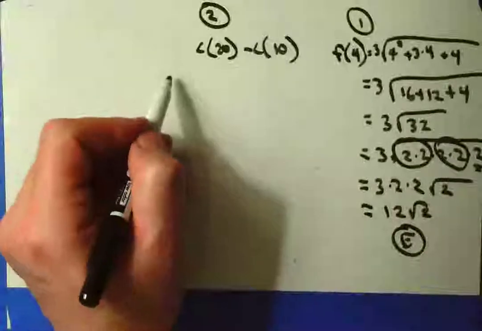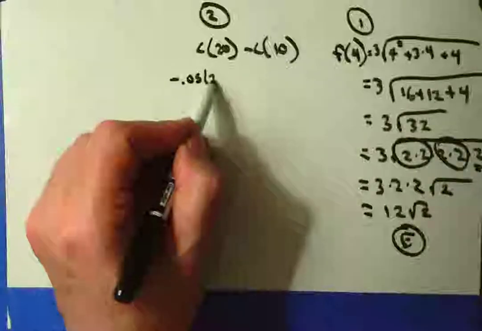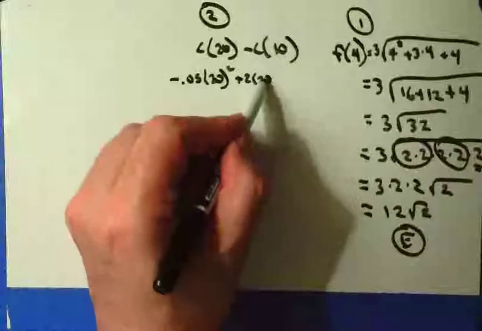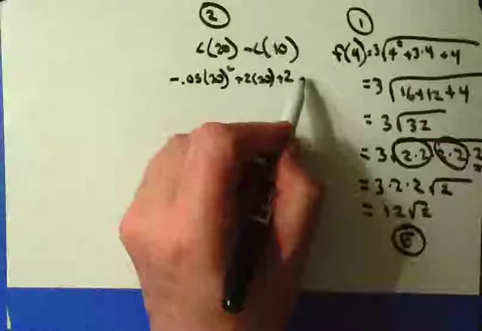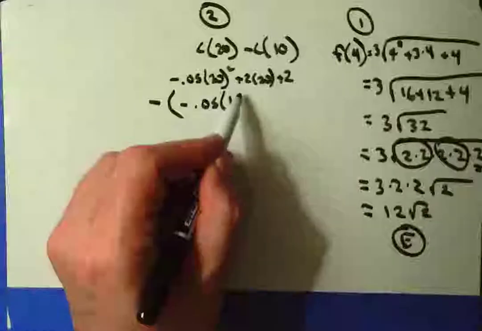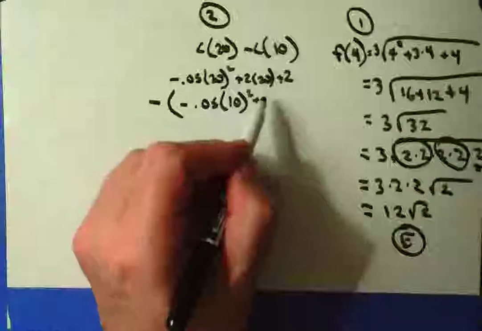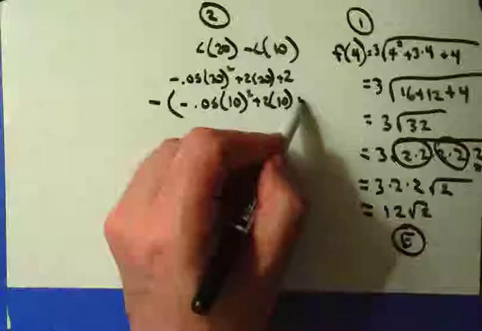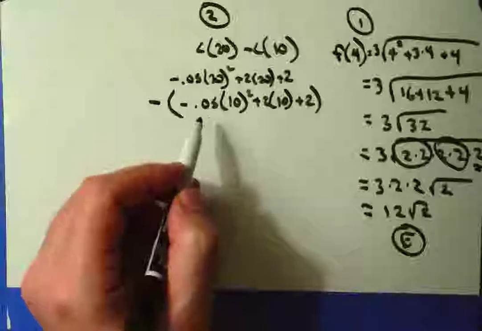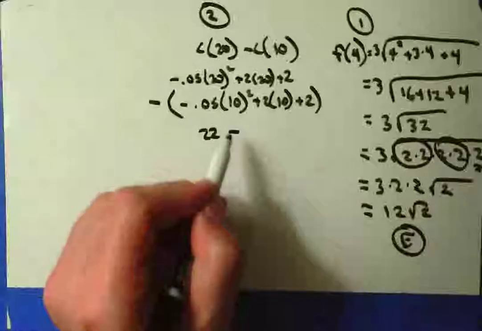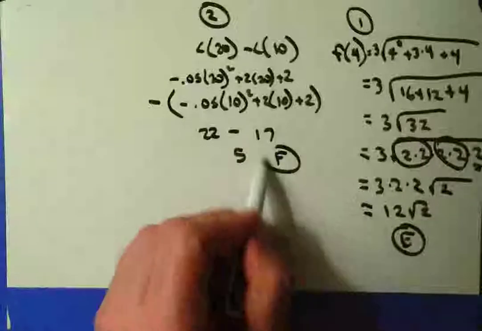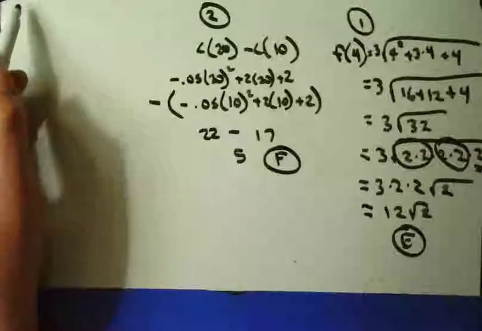So I did negative 0.05 times 20 squared plus 2 times 20 plus 2 minus negative 0.05 times 10 squared plus 2 times 10 plus 2. And I ended up with 22 minus 17, or 5. So F is my choice for number 2.